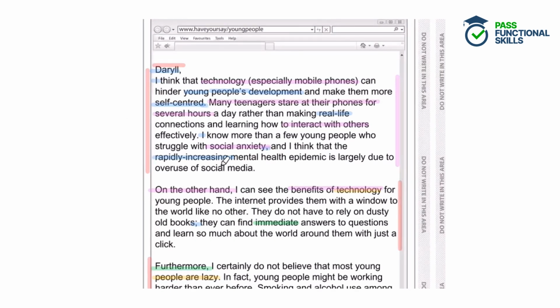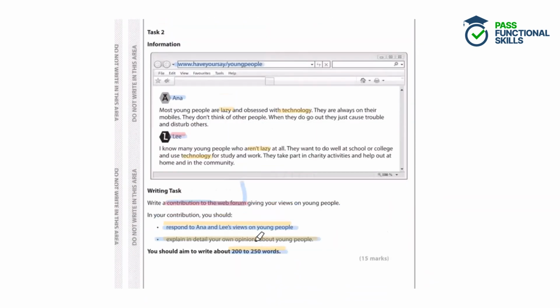Now let's think about the language use within the answer. So your writing needs to have the right kind of tone and style to be appropriate for the audience and purpose. So our audience in this case is everyone on the forum, so people like Anna and Lee, who are talking about young people and want to have their say. And because we are writing a contribution, we are giving our views, we are giving opinions. And we probably want to do this quite persuasively to make people agree with our arguments.